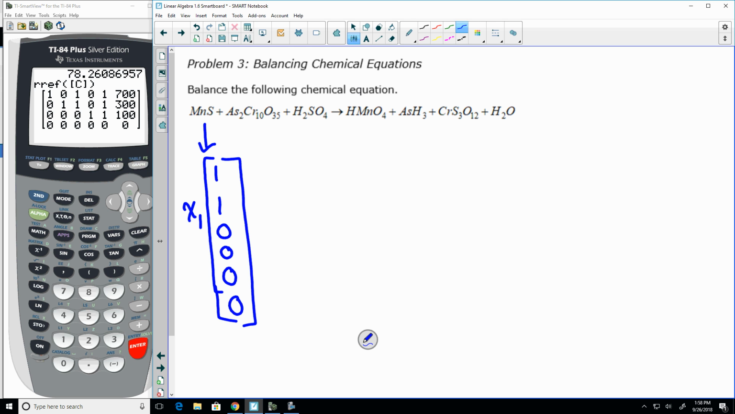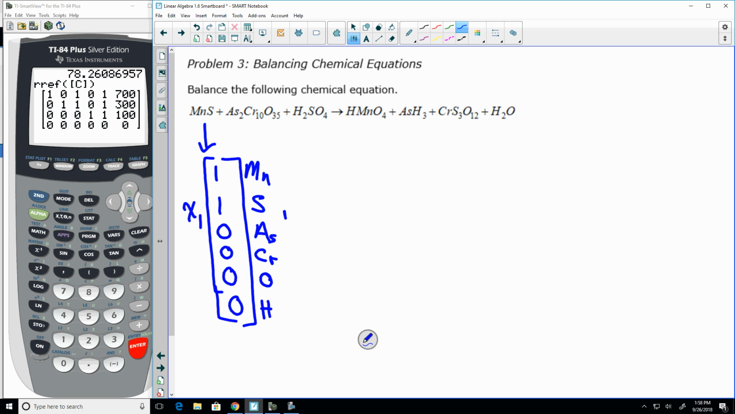molecule. But the thing we have to remember is that this has to stay the same throughout all of our vectors. We have to use the same order. So this is manganese, this is sulfur, this is arsenic, chromium, oxygen, and hydrogen. Okay, we have to keep that same order, even if the order that it gives it to us in is different.